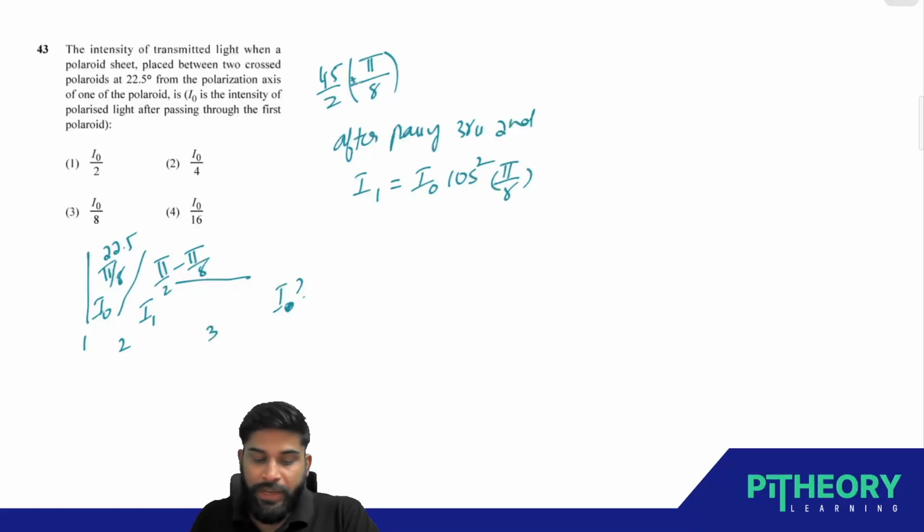Okay, so how do you get this one now? Cos square pi by 8. How do you get it? Or let's keep it like that only. After finding the final one, let's substitute this one.